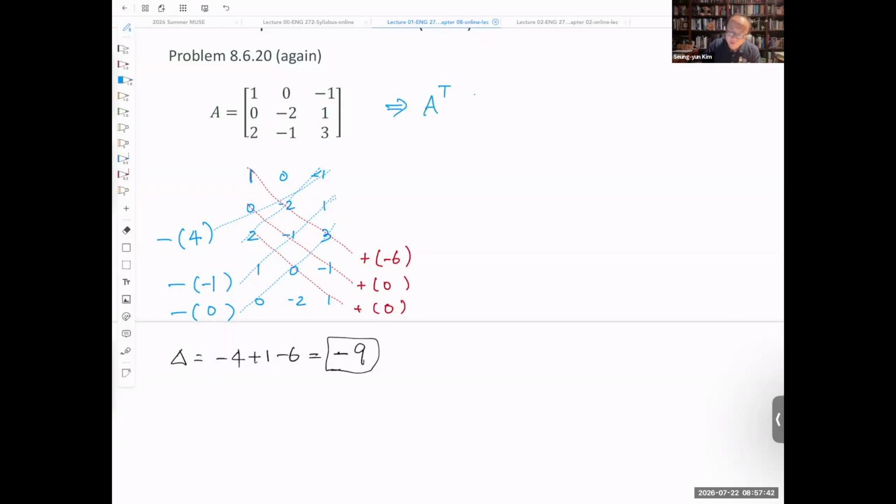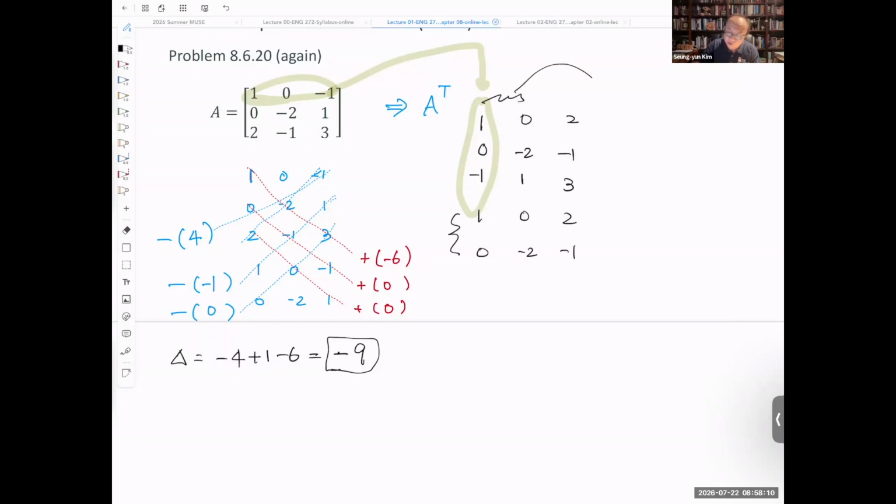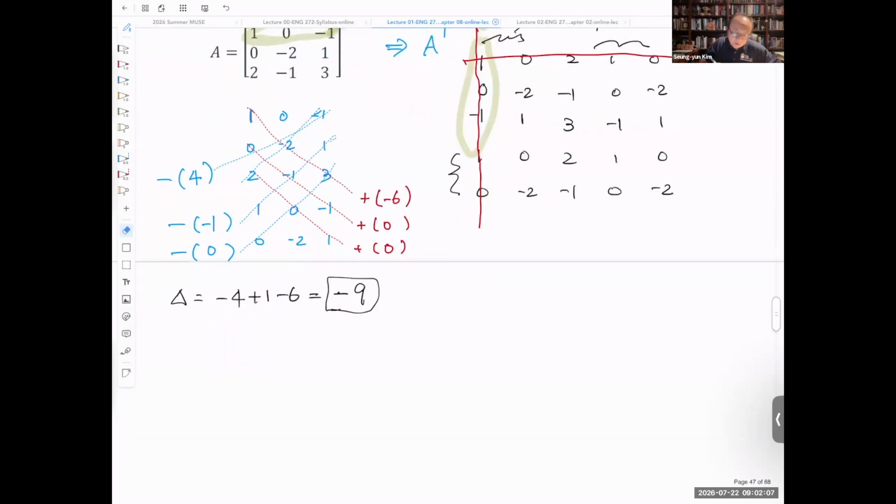And then A transpose 1, 0, negative 1, 0, negative 2, 1, 2, negative 1, and 3. Copy down top 2 rows. 1, 0, 2, 0, negative 2, negative 1. And then first 2 columns, 1, 0, 0, negative 2, negative 1, 1, 1, 0, 0, negative 2, and then scratch out. So now we want to do inverse matrix, which is 1 over delta.